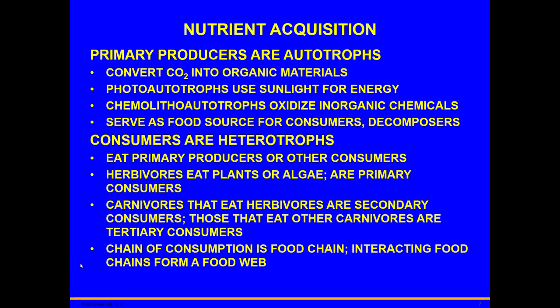Consumers, though, are heterotrophs. They may have one or many food sources. Therefore, they're going to eat either primary producers or other consumers. Herbivores eat plants or algae. They're primary consumers. Carnivores eat herbivores, and they are secondary consumers. Those that eat other carnivores are tertiary consumers. So what we have is this chain of consumption, otherwise we call it a food chain. And when you have interacting food chains, this forms a food web.